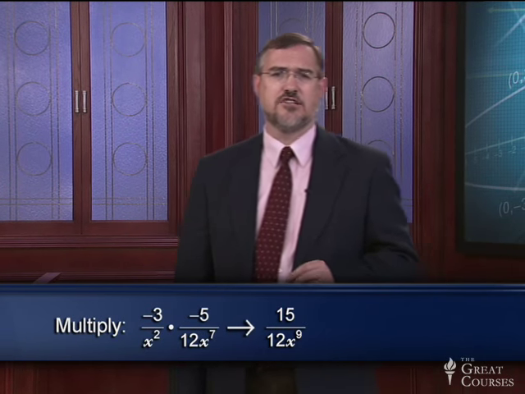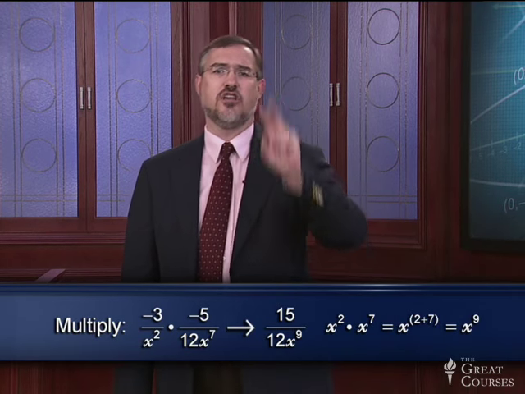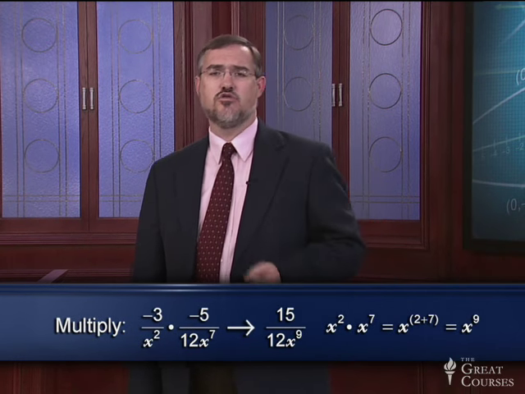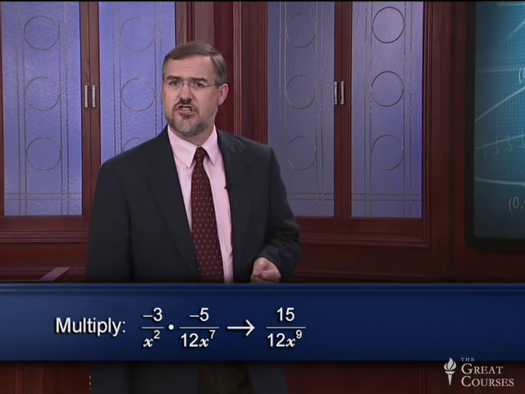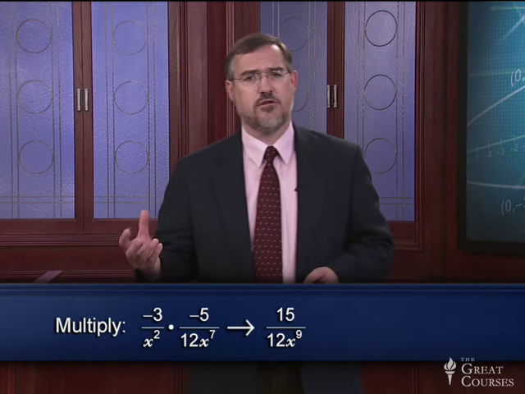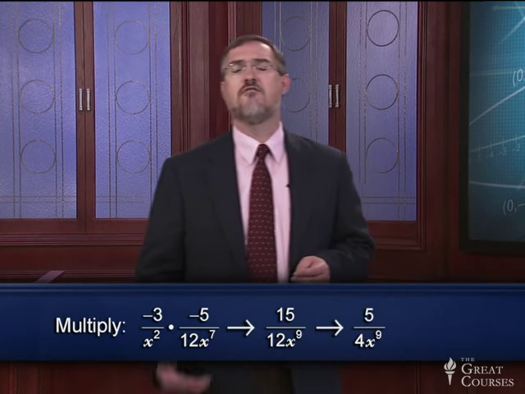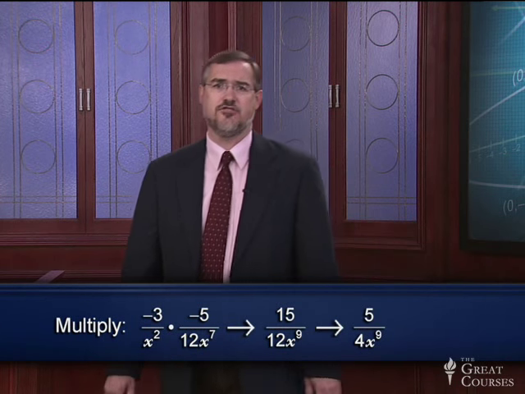Remember, one of the laws of exponents says that x squared times x to the 7th is the same as x to the 2 plus 7, or x to the 9. So I now have 15 over 12x to the 9, and notice that 15 has a 3 in it, and so does the 12. And if you pull out a 3 or factor out a 3 from both of those and cancel them, you'll be left with 5 divided by 4x to the 9th. And that's your final answer.